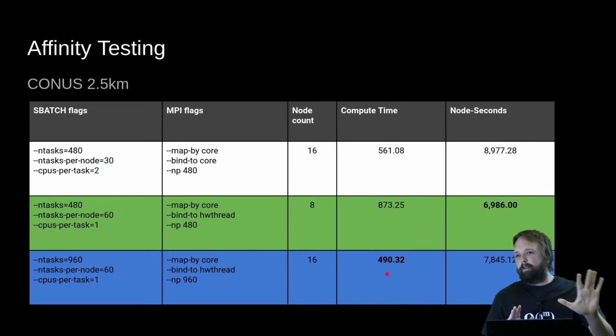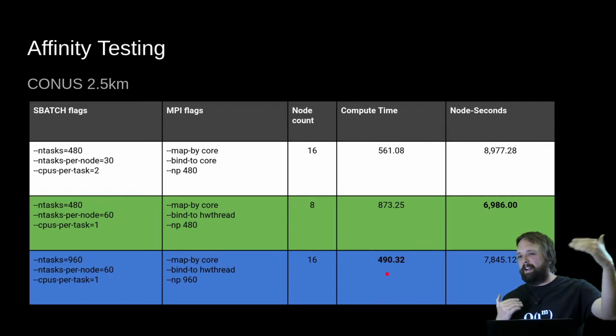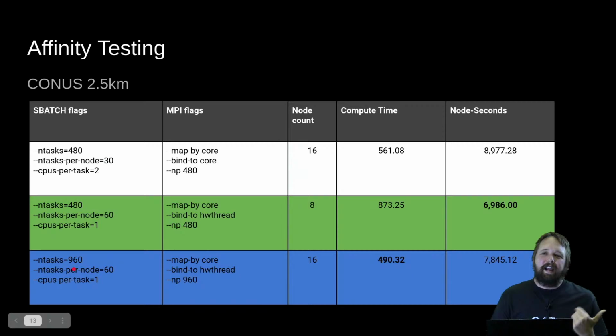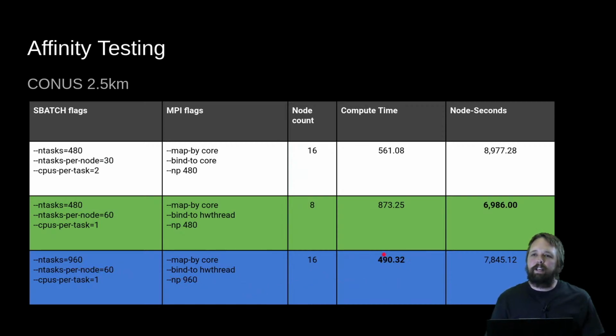So keep in mind we're on CONUS 2.5, so if you're trying to compare with the previous slide, CONUS 12 had far fewer grid points. CONUS 2.5 has a bit more resolution to it, in case you were wondering. So if I run with 960 ranks spread across 16 nodes using all those hyperthreads, I get the best possible runtime. But if I go back and say, well, if I have 16 nodes and I just wanted to disable hyperthreading, what's the compute time there?